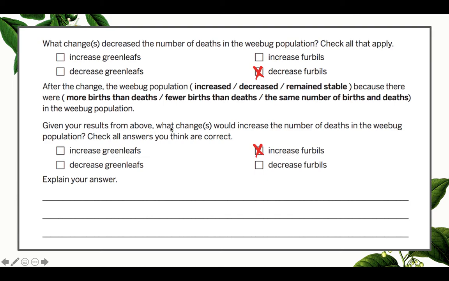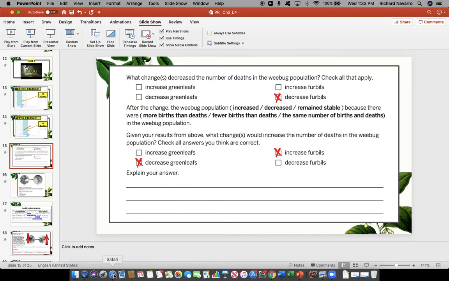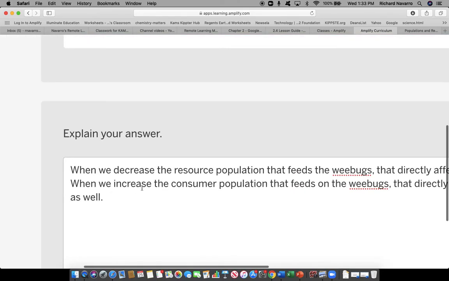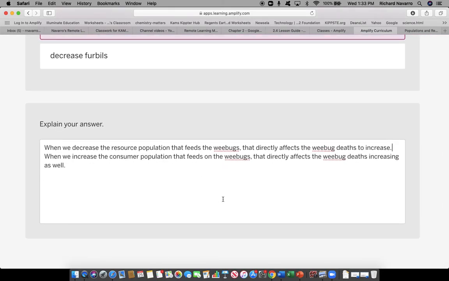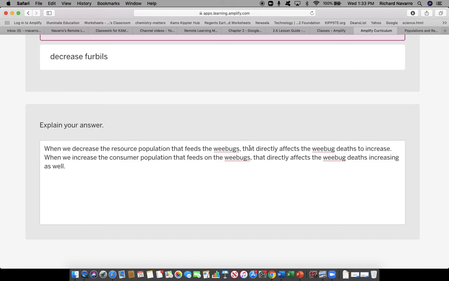Given our results from above, what changes would increase the number of deaths in the wee bug population? Well, definitely when we increase the number of furbals and decrease the number of greenleaves. And we already explained on our Amplify screen why that is. When we decrease the resource population that feeds wee bugs, that directly affects the wee bug deaths. It causes them to increase. When we increase the consumer population that feeds on the wee bugs, that directly affects the wee bug deaths increasing as well.